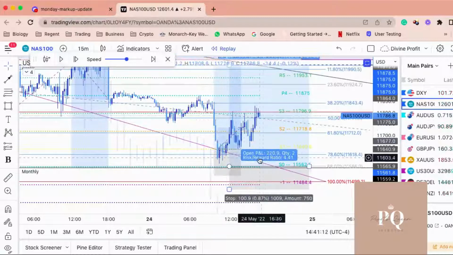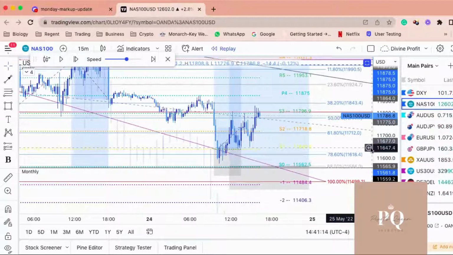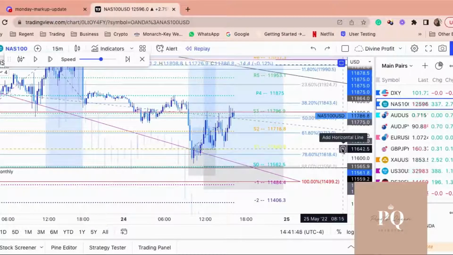One thing I also do once I enter into a trade, a lot of times, instead of actually moving my stop loss, I kind of just set an alert. Right now it's going to just add a horizontal line because it's in replay mode, but if this was live mode, this would be add an alert.